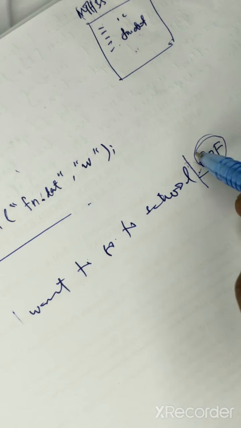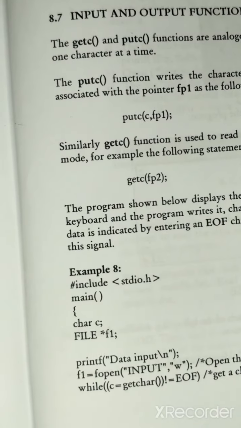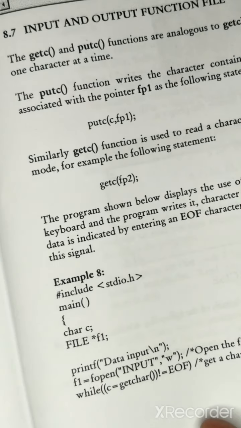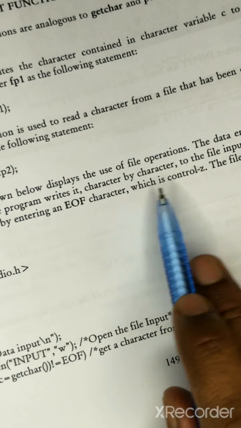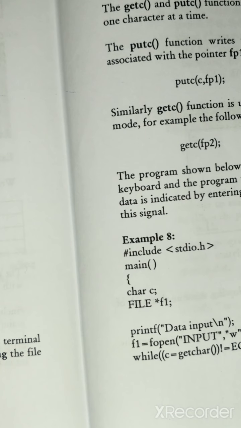To inform the compiler that this is the end of file, you just need Control Z. It's written here. Let me check, I think Control Z or what? Yeah, here, just Control Z. So it means end of file. When the compiler finds that we pressed Control Z, the compiler understands that's the end of data.